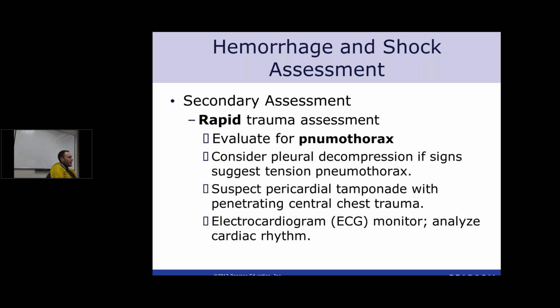In any kind of penetrating chest trauma, you have to suspect pericardial tamponade. Sometimes that is difficult to assess because if they've got a stab wound to the chest and they're hypotensive, they could have easily just have a rupture of the right ventricle, right? So sticking a needle in there to try to do a pericardiocentesis is iffy if you don't absolutely know what's going on.